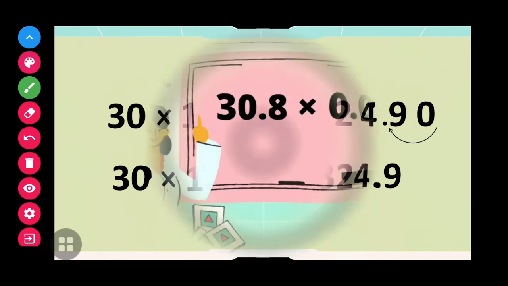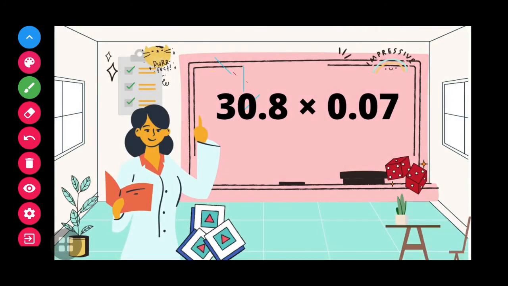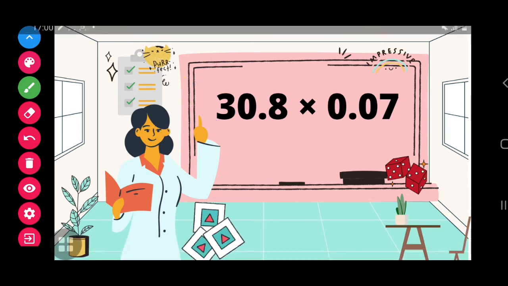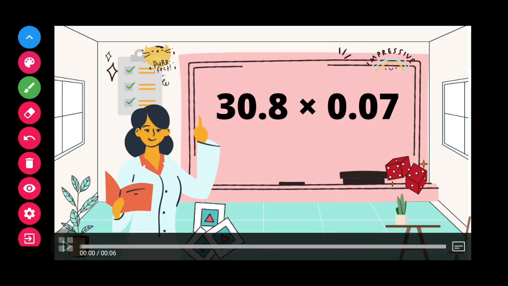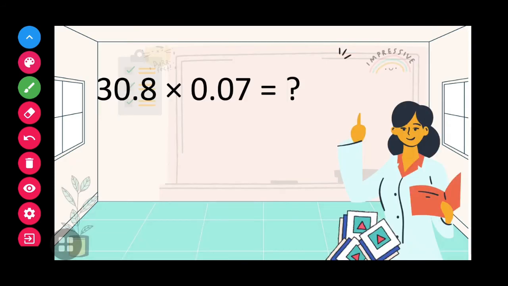Now, our teacher has come up with another sum in which we have decimal places in both the numbers. Now let's see how to solve this. Now we can write 30.8 and 0.07 without considering the decimal places. So when you write 30.8 without considering the decimal, you will get 308, and when you write this number, you get 7.